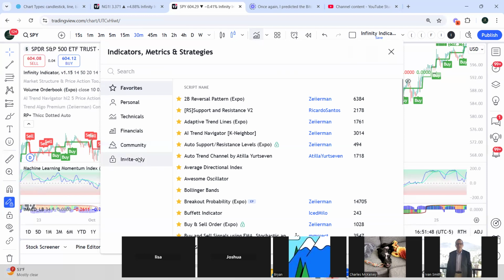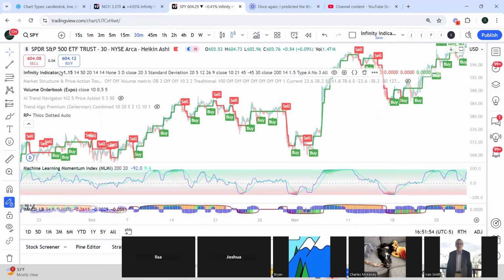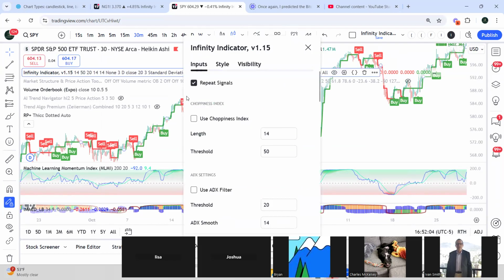After you get permission, it will be in your invite-only scripts. You pull it up and you're going to see Infinity Indicator version blah blah blah. Then all you do is scroll over to settings. I suggest keeping repeat signals on. You don't need it on, but it's going to give you more plays and an opportunity to average into plays as well.